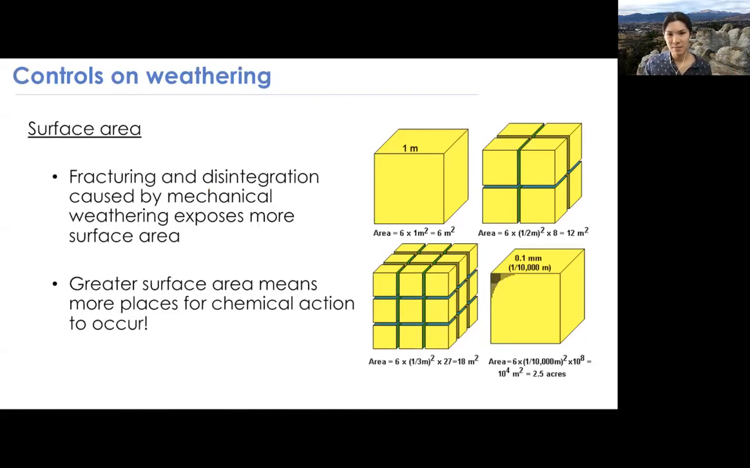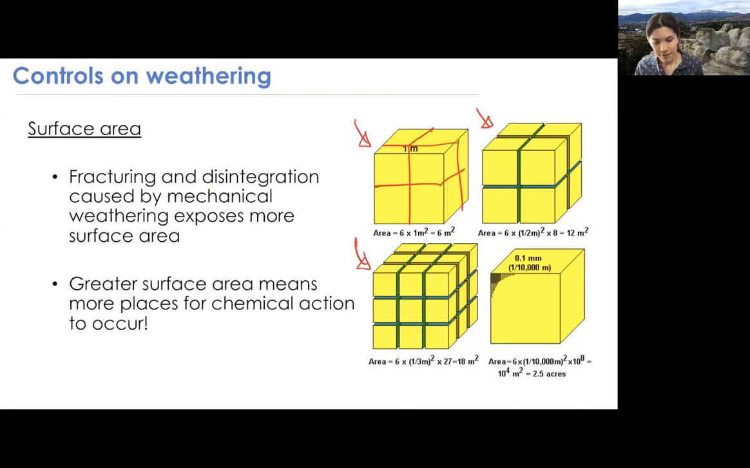So, a really nice mathematical example of this. If we start out with a 1 by 1 by 1 meter cube, the surface area here is 6 square meters. However, if we were just to form 2 fracture planes that cut it in half, I guess we need 3 fracture planes that cut it in half, we'd end up with a surface area of 12 square meters. If we had divided it up into 3s on each plane, that would end up with 18 square meters.